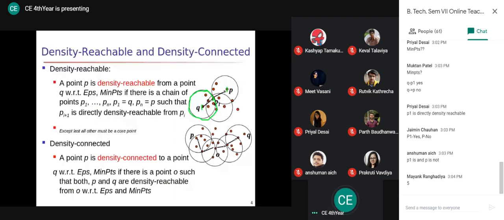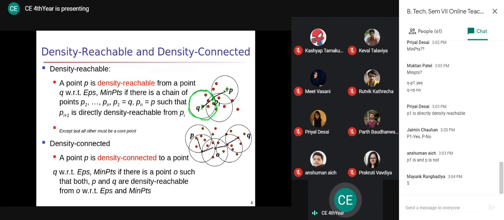Fine. So now with this, read the definition once again. I hope once you read the definition, it will definitely be clear. So we have some chain P1 to Pn, where P1 is the first point, that is Q itself. Pn is the last point for which we are checking, which is P in the current example. But the requirement is P of i plus 1 is directly density reachable from Pi. That is, except the last point, that is, except point P, all others must be core points.